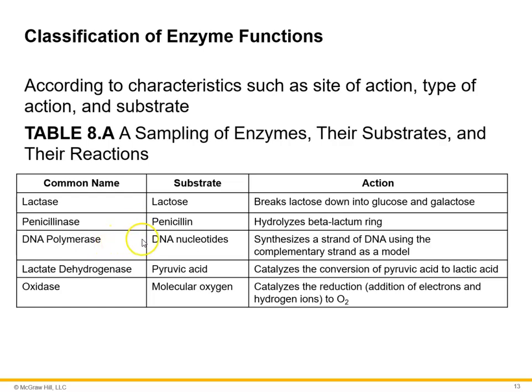DNA polymerase, I already mentioned, is going to catalyze the synthesis of DNA. Lactate dehydrogenase, you will see it's important in the step between glycolysis and the Krebs cycle, which we'll get to here in a little bit. And then oxidase, we'll do oxidase tests in this course in lab. What oxidase does is it essentially adds hydrogen atoms to oxygen to form either water or hydrogen peroxide, depending on what oxidase we're testing.